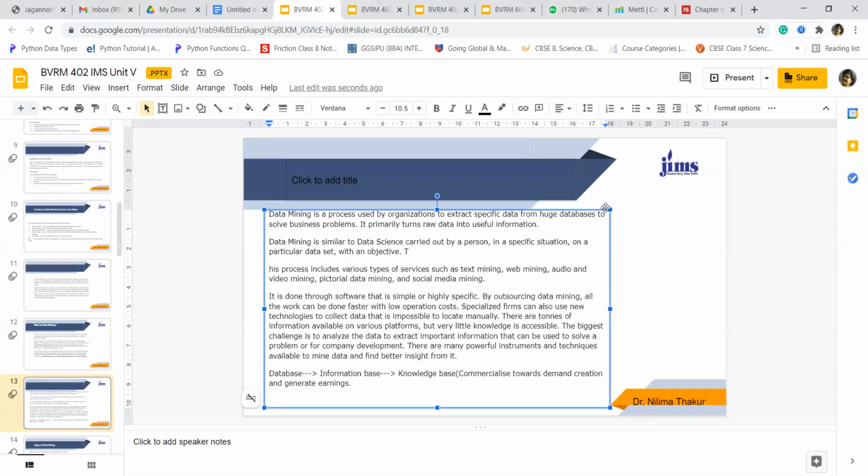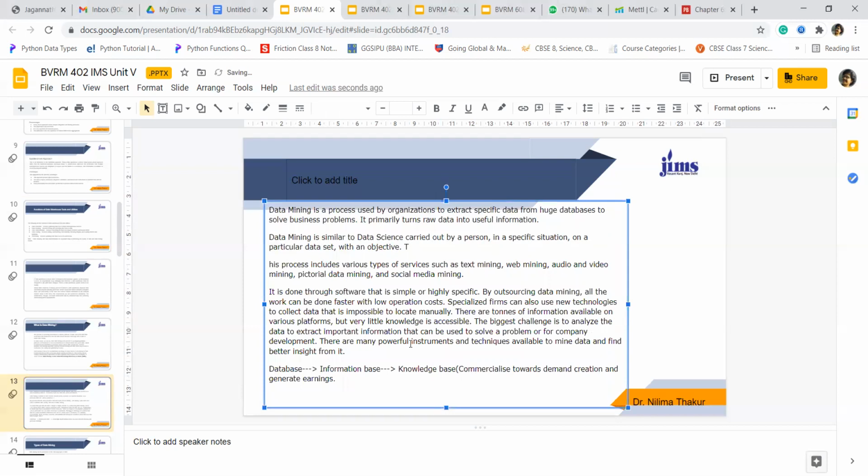By outsourcing data mining, all the work can be done faster with low operation costs. Specialization firms can also use new technologies to collect data that is impossible to locate manually. There are tons of information available on various platforms, but very little knowledge is accessible. The biggest challenge is to analyze data to extract important information.